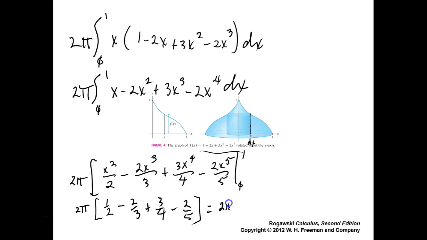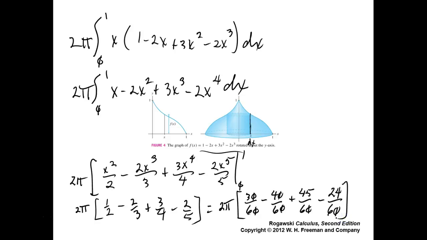So that's going to be 2 pi, and that's going to cancel out a little bit. 60ths, 1/2 is 30 60ths, minus, now 2/3 would be 40 60ths, plus 3/4 would be 45 60ths, right? Minus 2/5, which would be 24 60ths. 5 will go into 60, 12 times, 12 times 2, yeah, 24 60ths.